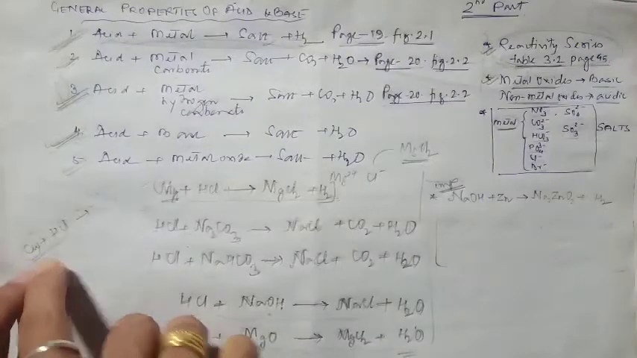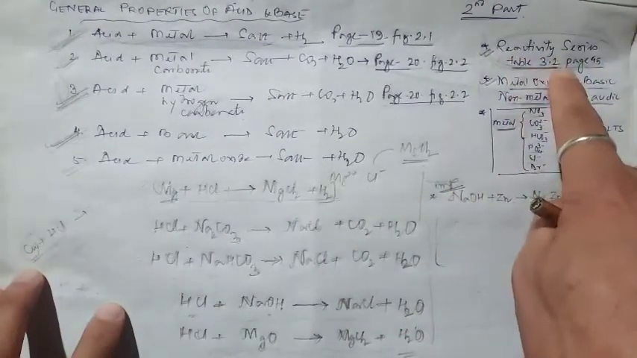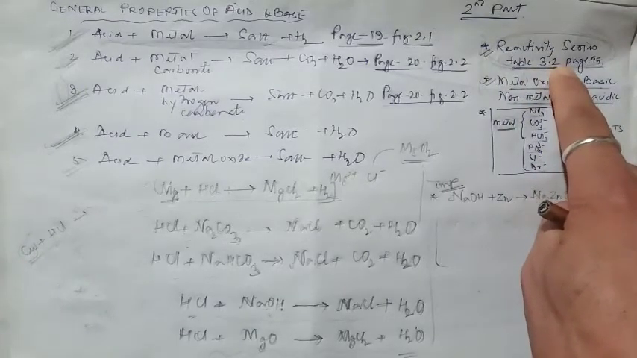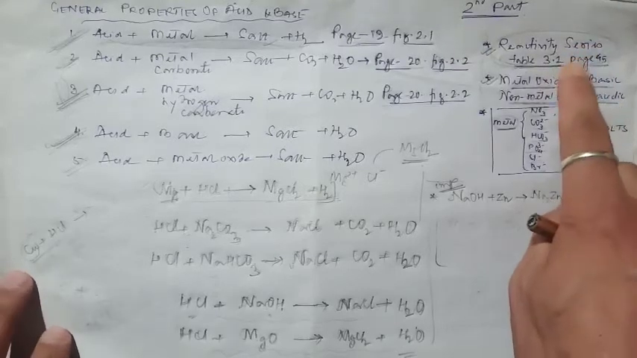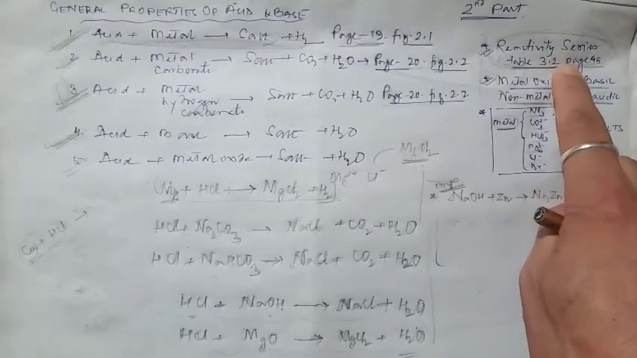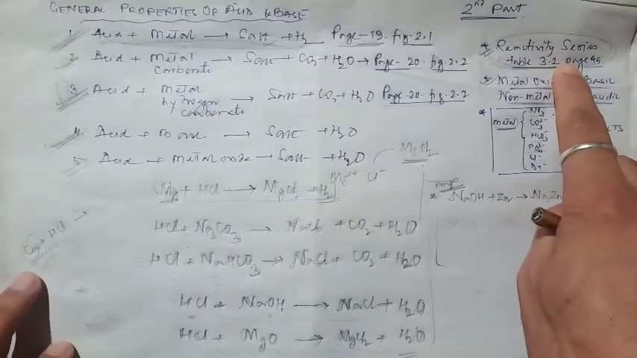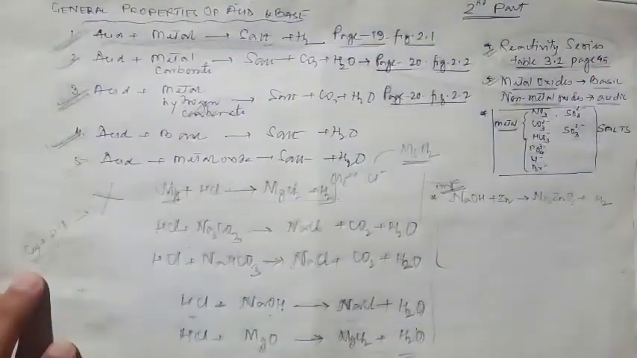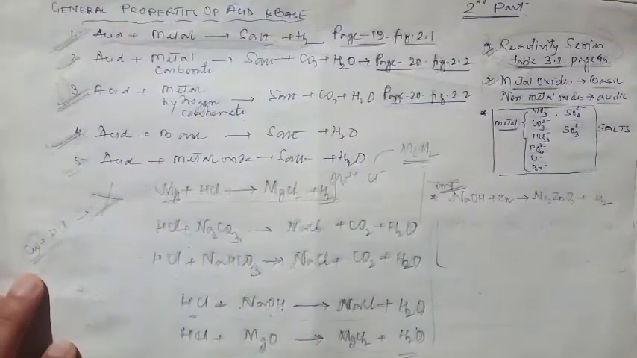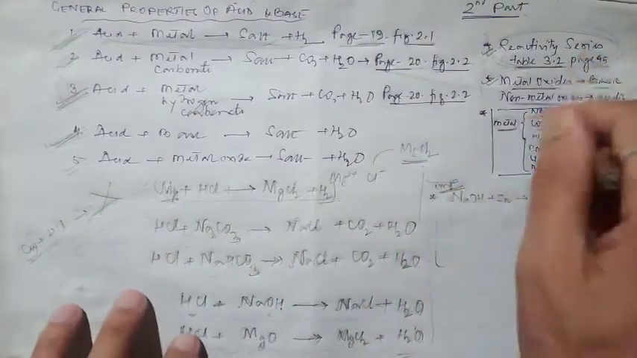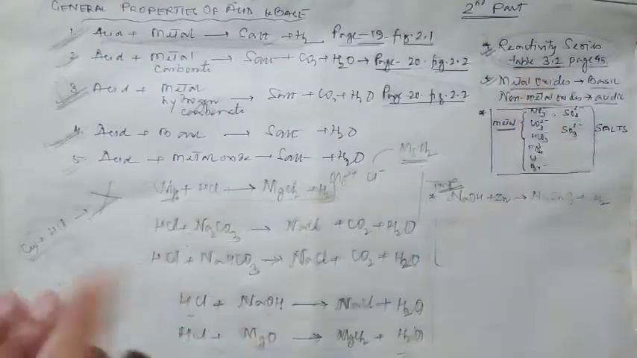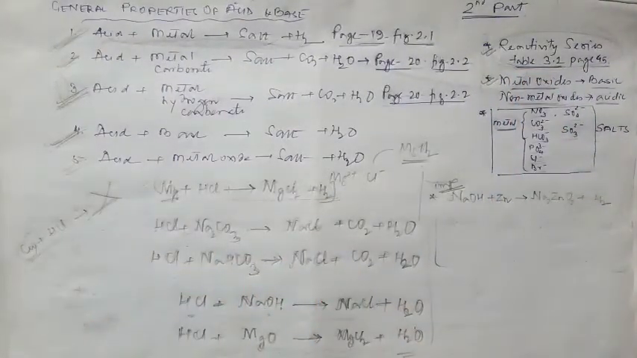So that's why I asked you to go through the reactivity series. Now compare this metal. Is this metal above hydrogen in the reactivity series or below hydrogen? From the reactivity series, student, we know copper is below hydrogen. So because copper is below hydrogen, this reaction will not occur. So we will not get the salt and hydrogen. So that's the importance of understanding and memorizing the reactivity series. That's how we can predict the product of this reaction, student.